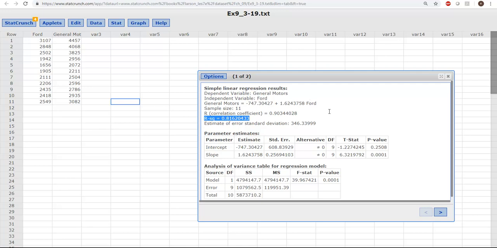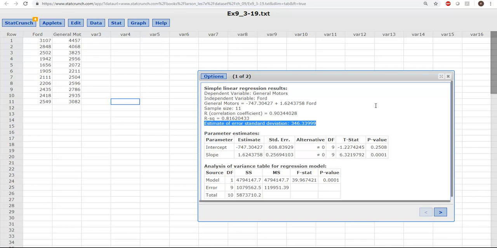Now, the standard error estimate is right here, and StatCrunch calls it the estimate of error standard deviation, and rounding to three decimal places, that would be 346.340. And what that means is that the standard error of estimate of the new vehicle sales of General Motors for a specific amount of new vehicle sales of Ford is about 346.34.